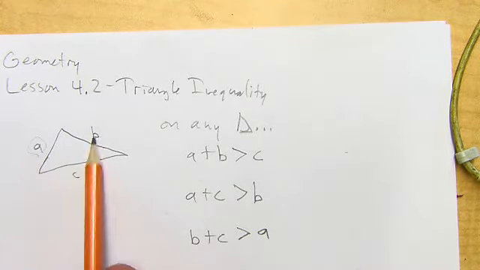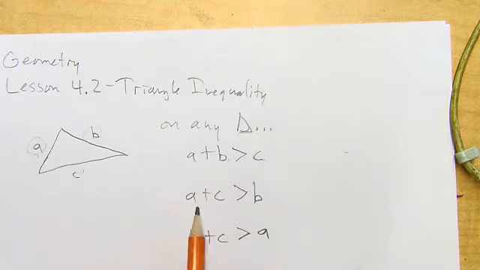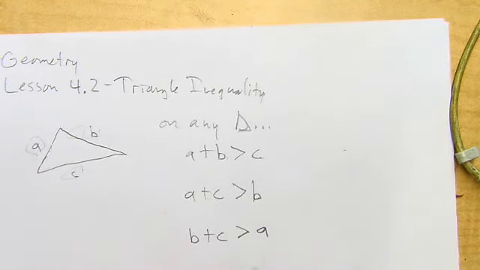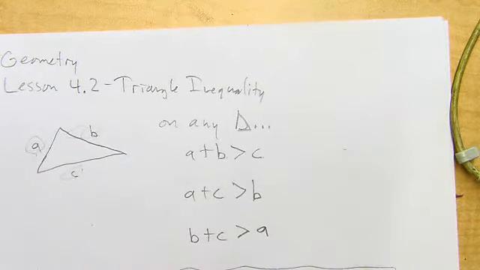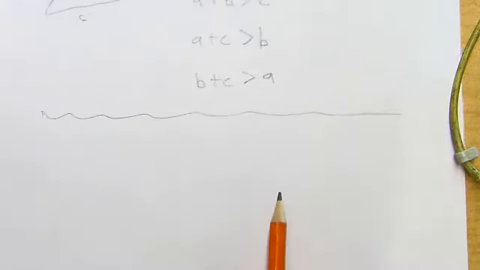So if I add A and B, it's bigger than C. If I add A and C, it's bigger than B. And if I add B and C, it's bigger than A. That has to be true on any triangle. Okay, so here's an application of that.